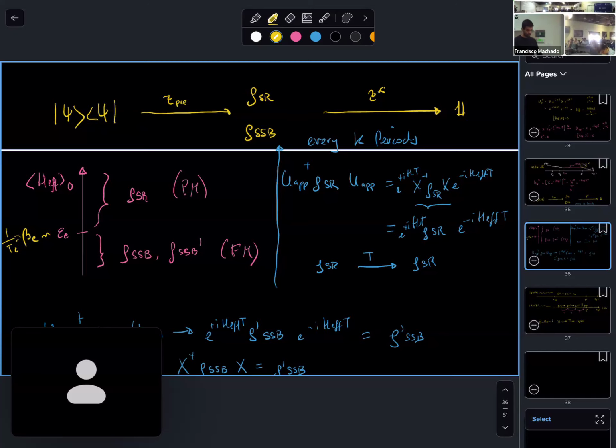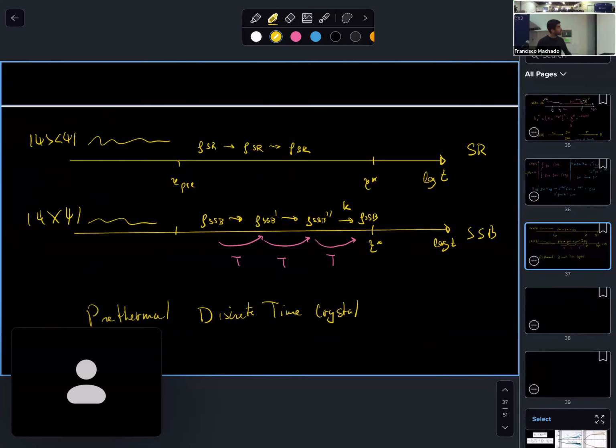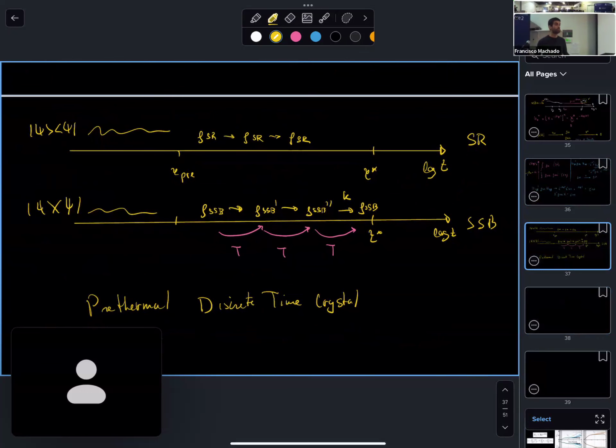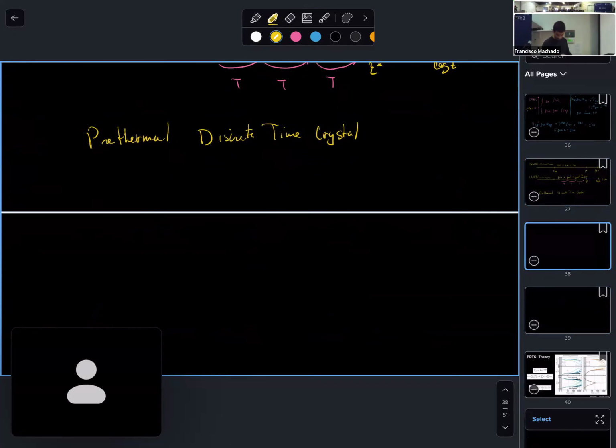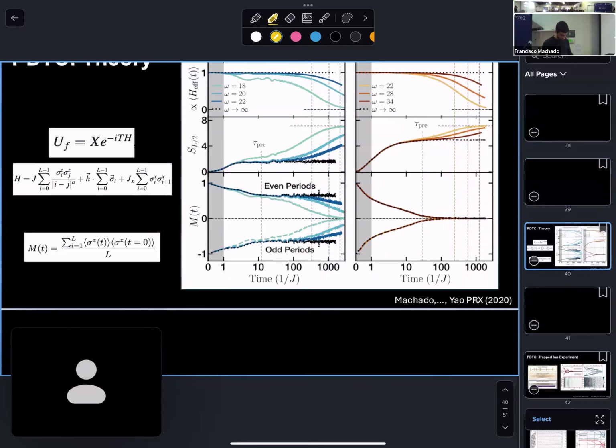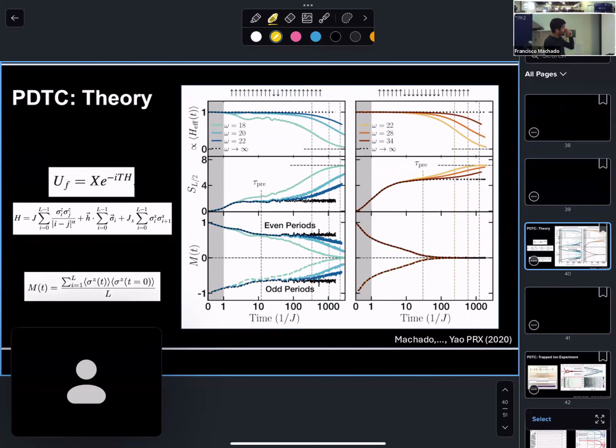Awesome. So hopefully I convinced you, I gave you the mental framework of why this should happen. So now let me show you some data. These are numerics on large, I think it's 24 spin systems.